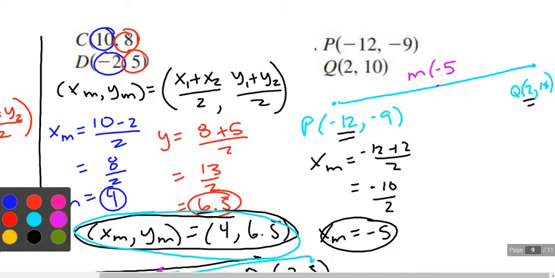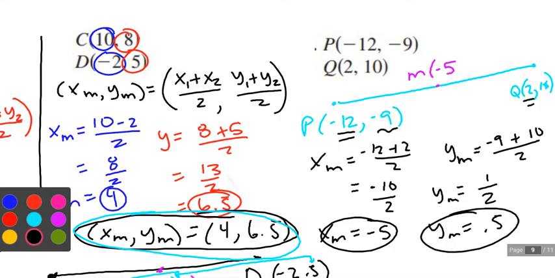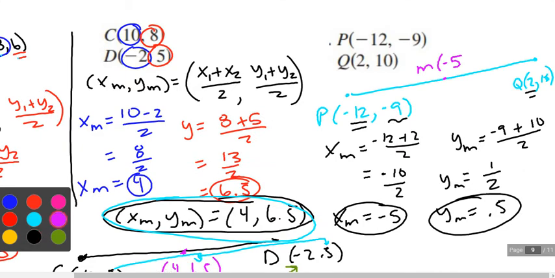Calculating our y values. Okay, we have negative 9 plus 10 all over 2, which is going to be 1/2, which is the same as 0.5. And so the y value of our midpoint should be 0.5. Okay, so coming back here, it'd be that, and then 0.5.